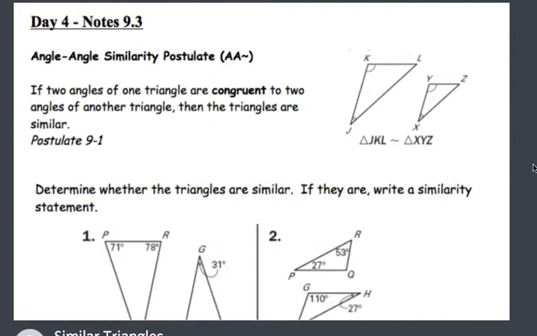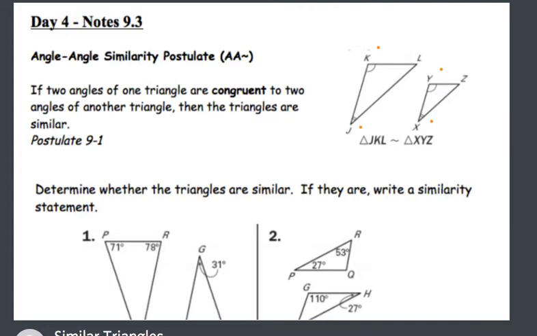There are three methods for proving triangles similar that we're going to be using. The first method is called angle-angle similarity, and it states that if two angles of one triangle are congruent to two angles of another triangle, then the triangles are similar. You can see in this picture, they have marked the angle at J matching the angle at X, and the angle at K matching the angle at Y. So those triangles are similar by angle-angle.